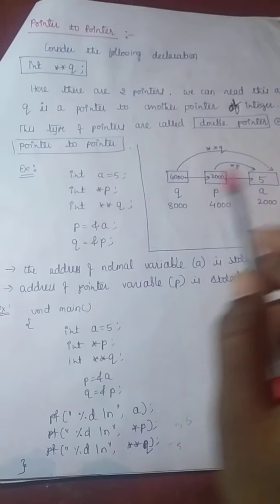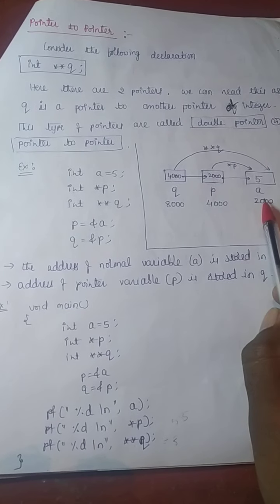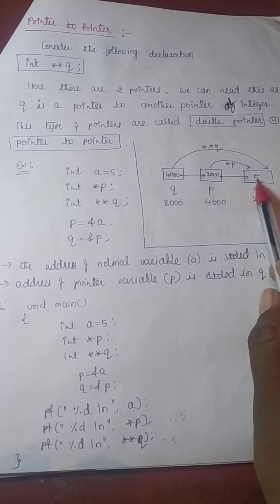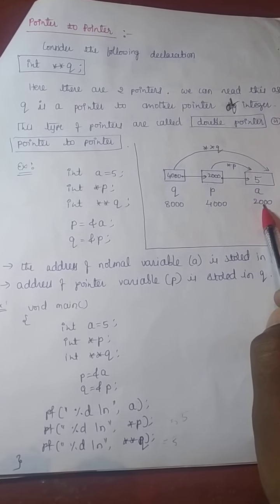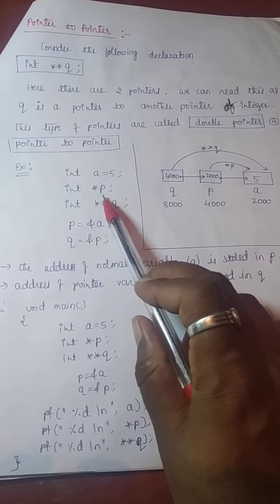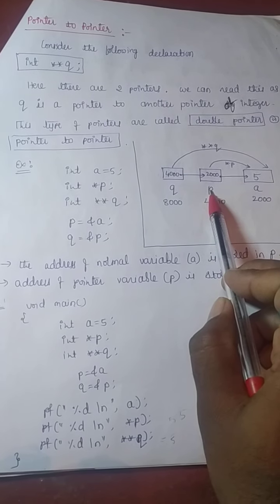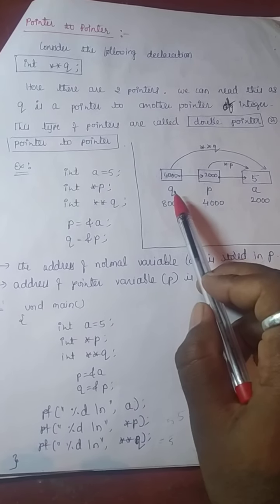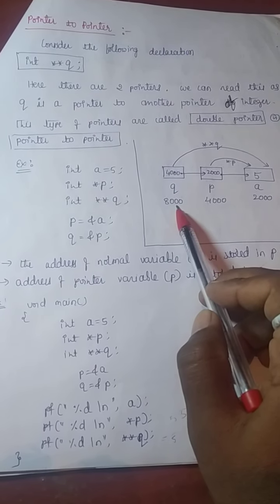Got it? Now see, this is the diagrammatic representation. a = 5, the first one, address is 2000. Second one, pointer p, address is 4000. Next pointer q, address is 8000.